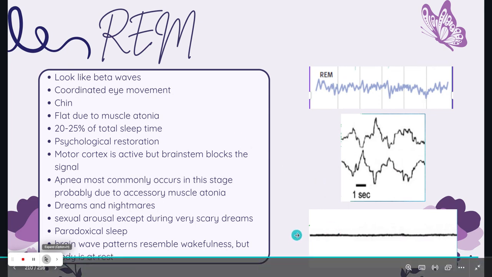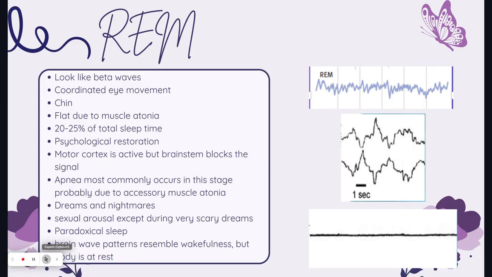Our chin movement, if we see down here, is flat. This is due to muscle atonia. So essentially what happens is our brain paralyzes the body while we're in REM. A message is sent from the brainstem to the motor cortex to ensure we don't move. One of the reasons for that is most of our dreams happen in REM. If we did not have this feature where we basically paralyze ourselves, we would be doing some weird things like acting out our dreams. And we don't want that.